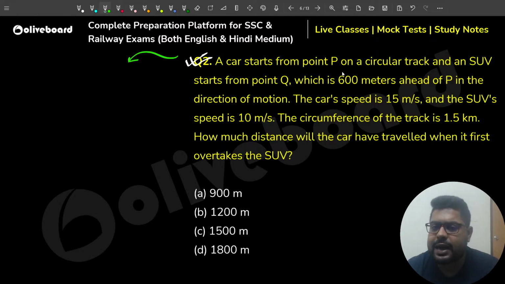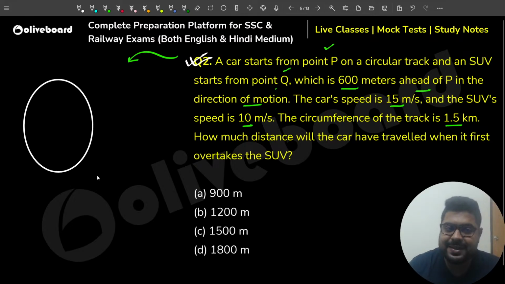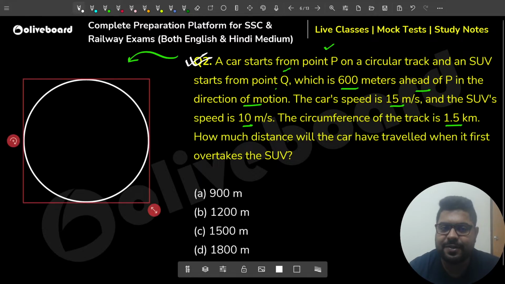A car starts from P on a circular track and an SUV from point Q, which is 600 meters ahead of P in the direction of motion. The car speed is this, SUV speed is this. The circumference of the track is 1.5 kilometers. How much distance will the car have traveled when it overtakes the SUV? It's a very good question, sir.